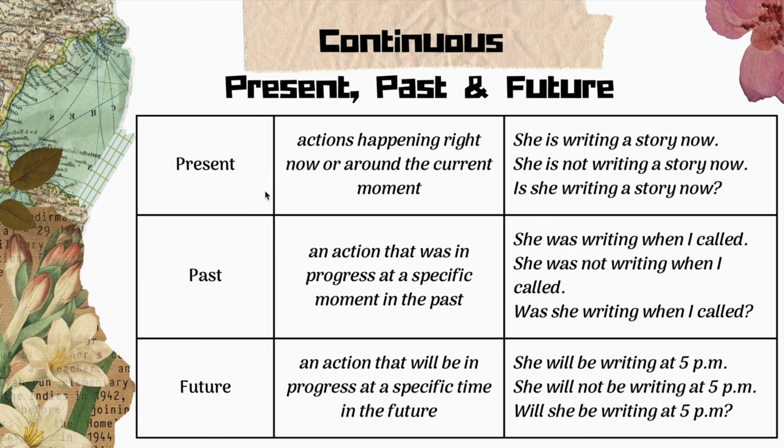Present continuous tense. This form is used to describe actions happening right now or around the current moment. She is writing a story now. She is not writing a story now. Is she writing a story now?